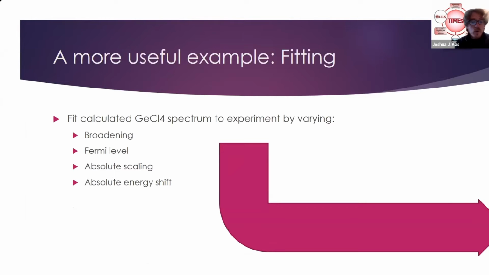So let's look at a more useful example, which is the fitting example, which I think you already ran maybe earlier with DOS. But we'll do the fast fitting, which just fits the calculated germanium tetrachloride spectrum to experimental data. And it does it by varying just the broadening, the Fermi level, an absolute scaling, so just, you know, the normalization, and an absolute energy shift.